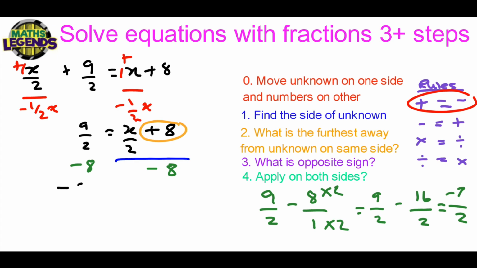So we have minus 7 over 2 equals x over 2. Now we have the 2 that we want to get rid of, which is effectively a divide by 2.